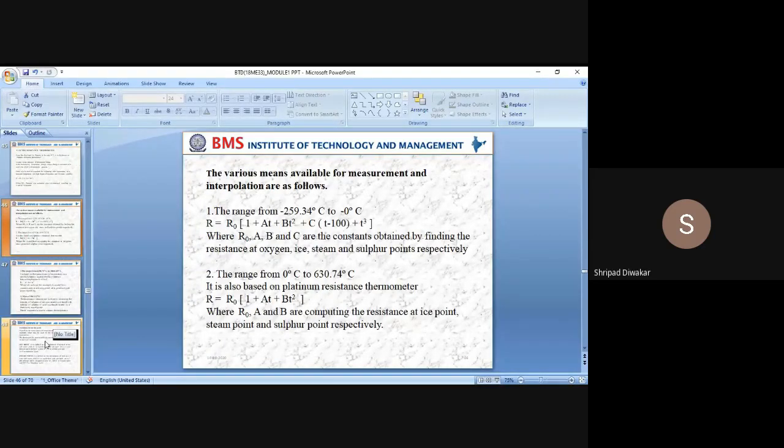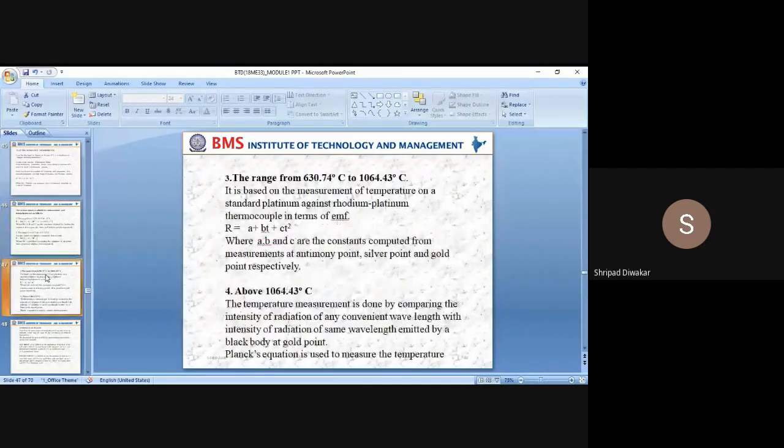And the third range is between 630.74 degrees Celsius to 1064. It follows the law R equals A plus BT plus CT square, where A, B, C are constant values calculated from antimony point, silver point, and gold point. Above 1064 degrees Celsius, we are going to use the radiation pyrometer, where intensity of radiation is the thermometric property. Okay, so these are the four categories.